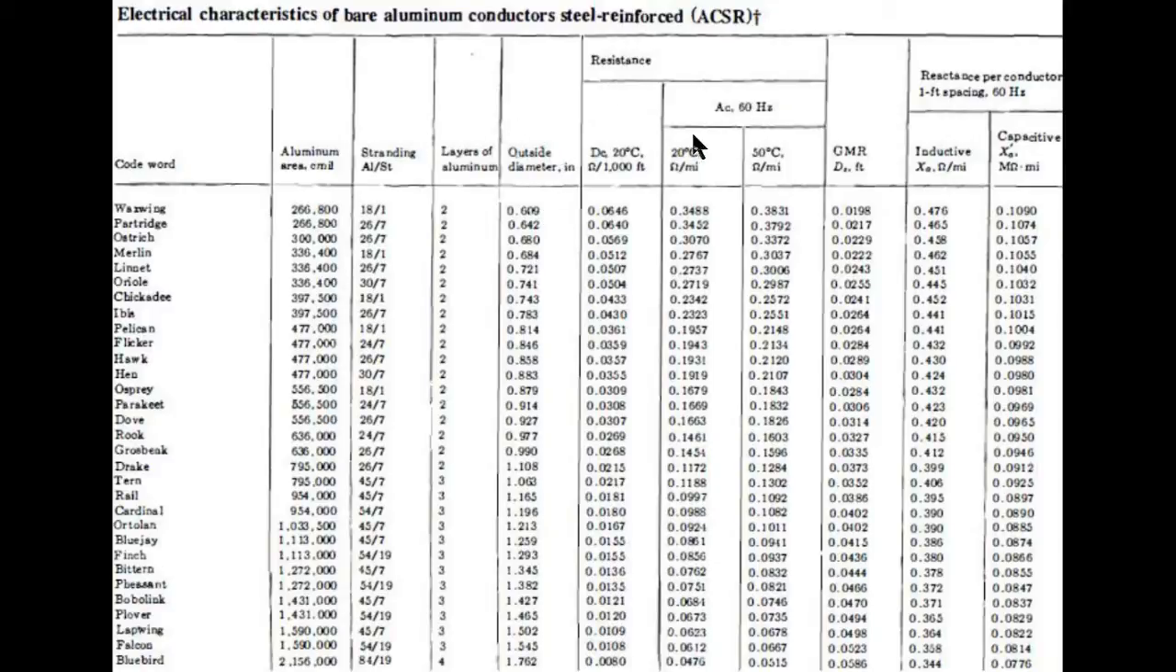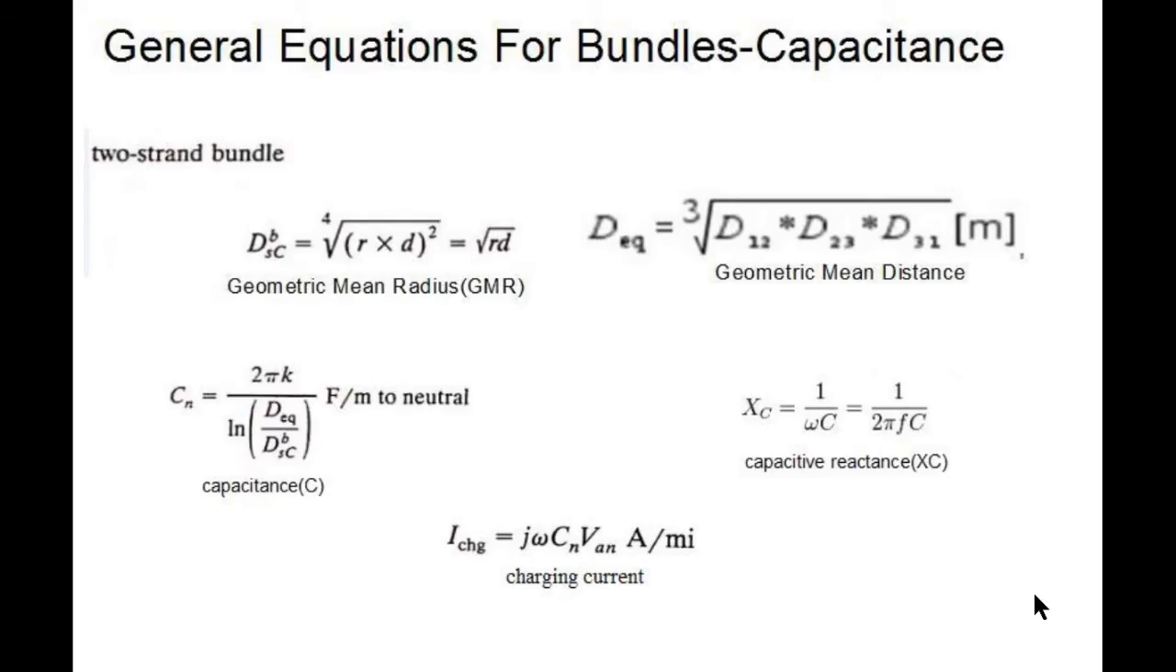Since we're dealing with alternating current, AC, at 60 Hz, we want to take into account the resistance of the line at the temperature of 20 degrees Celsius, or the resistance of the line at 50 degrees Celsius. We can also note the GMR, or the geometric mean radius, for each stranded conductor. Now let's get into some math.